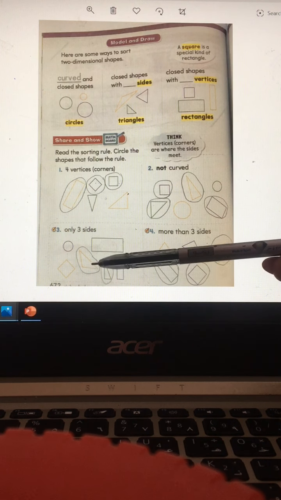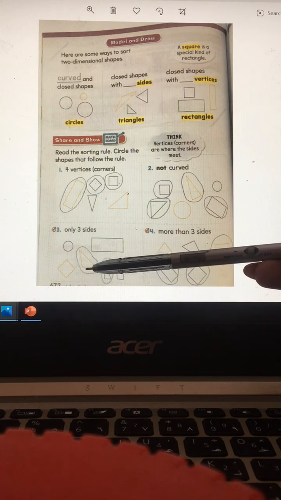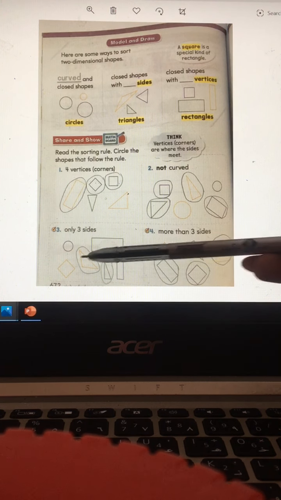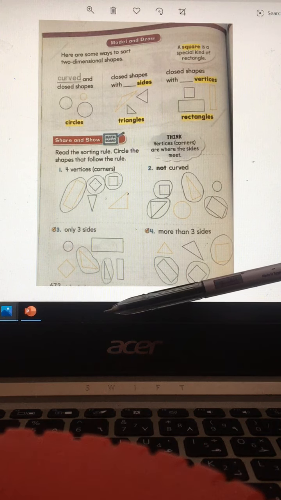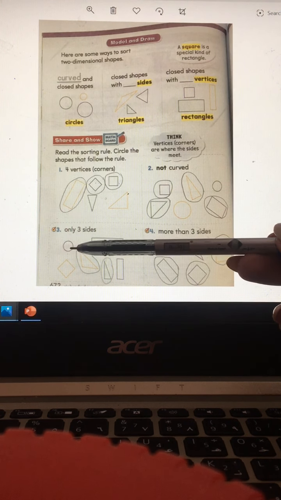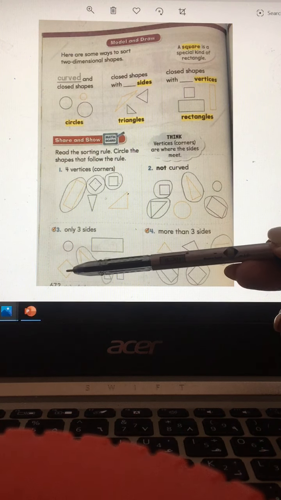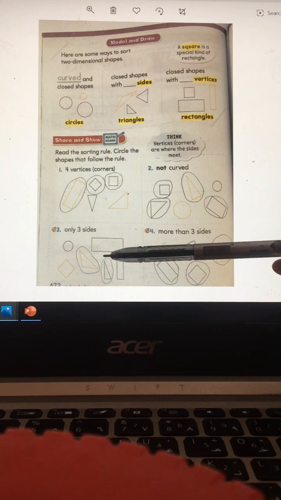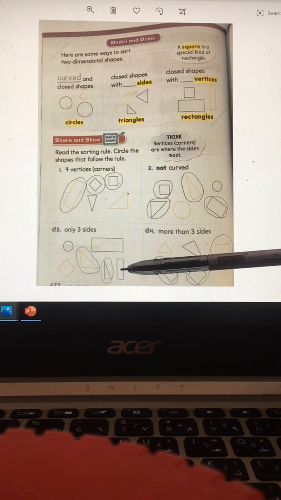Let's count the three sides together in order to make sure. 1, 2, 3. Here is another triangle. 1, 2, 3. So these two shapes have three sides only. Let's have a look at the circle. The circle doesn't have any sides. The square has 4 sides, 1, 2, 3, 4. The rectangle has also 4 sides, 1, 2, 3, 4. This is another rectangle. It has also 4 sides. So we are not going to circle this. We are just going to circle the shapes that have only 3 sides, as I did.